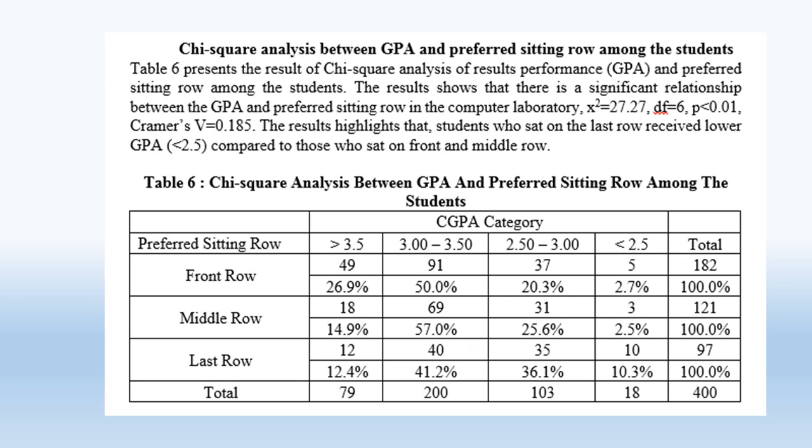Chi-square analysis between GPA and preferred sitting row among the students. Table 6 presents the result of a chi-square analysis of result performance and preferred sitting row among the students. The result shows that there is a significant relationship between the GPA and preferred sitting row in the computer laboratory. The result also highlights that students who sat on the last row receive a lower GPA, below 2.5, compared to those who sat on the front and middle rows.